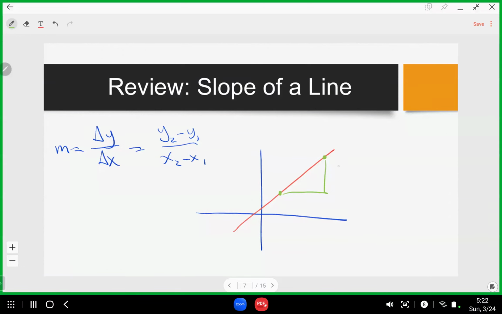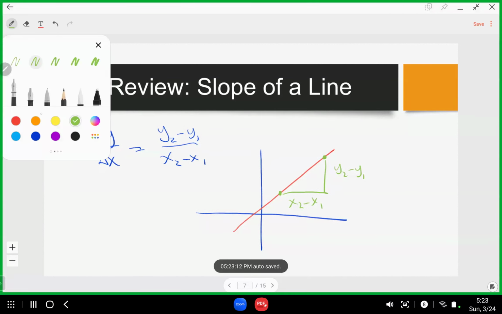We have this is the y2 minus the y1. This is the x2 minus the x1. Here we go. And that's how you want to do it. It's just the ratio of these legs of the right triangle, I guess. It is the rate of change here. That is how you find the slope, basically.